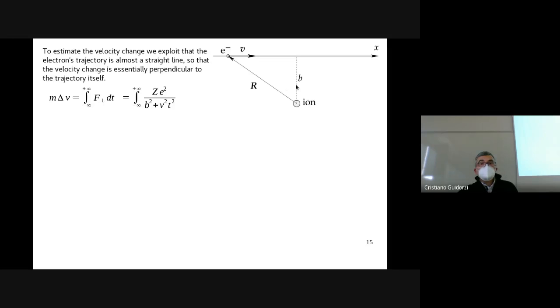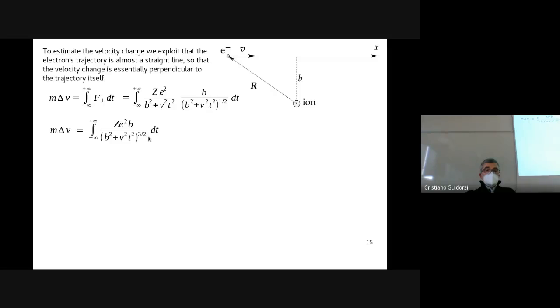If you call alpha this angle, I didn't write it, the perpendicular component is just the cosine of alpha. So b over r. But b over r is just b over, again, the side here is the same, square root, of course. So this extra factor is a projection, the cosine of this angle. So you see that this can be written this way, with the denominator to the 3/2 power.